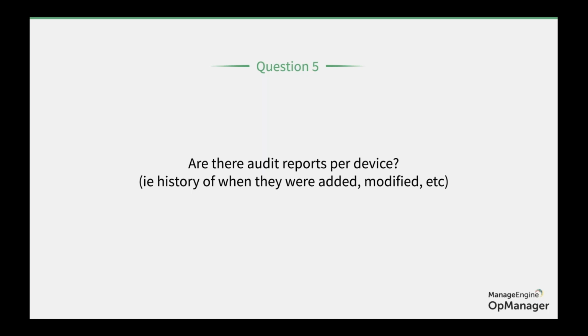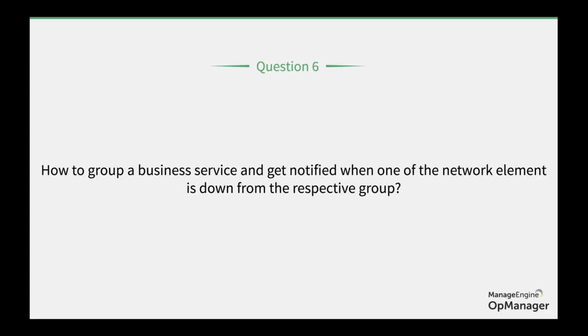Now we'll be moving on to the sixth question. How to group a business service and get notified when one of the network elements is down from the respective device group? Yep, this can be done using two options. One, we can use the device grouping, or we can use the business view.